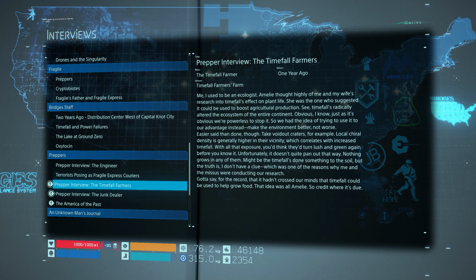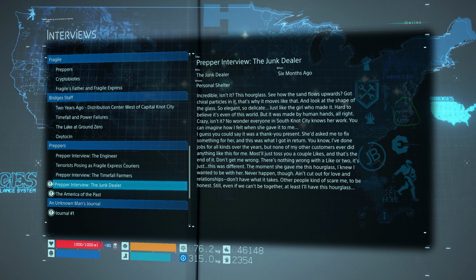Gotta say for the record that it hadn't crossed our minds that the timefall could be used to help grow food. That idea was all Amelie, so credit where credit's due. I would have presumed it was pretty obvious. If timefall aged stuff, surely it would accelerate growth rates. That seems like something an ecologist would come to pretty quickly, but there it is.